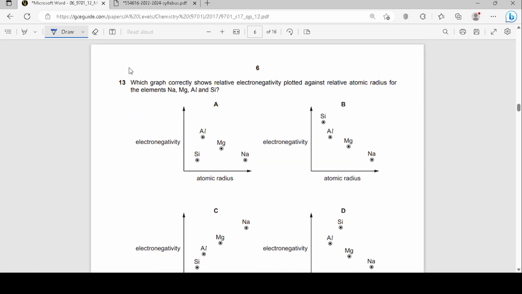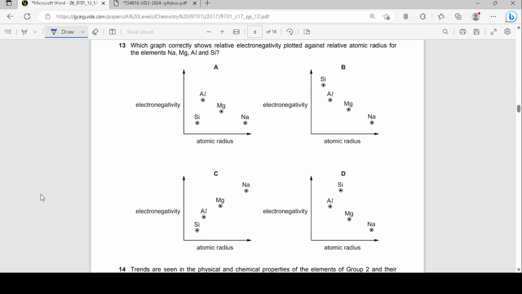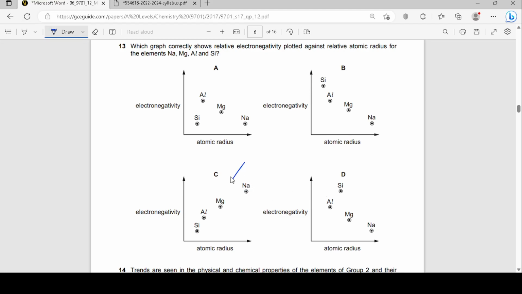So that means if you're comparing sodium, magnesium, aluminum, silicon, silicon should have the greatest electronegativity. So silicon should be the peak here. That's not the case in C. That's not the case in A. In B, we have silicon highest, then aluminum, magnesium, and sodium lowest. So B or D could be valid options.